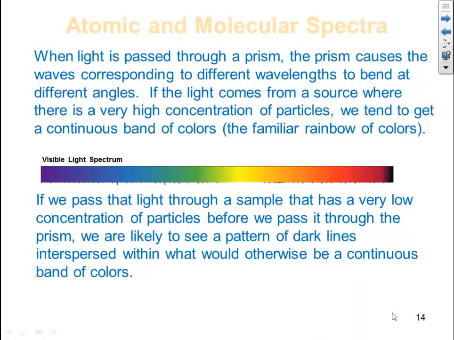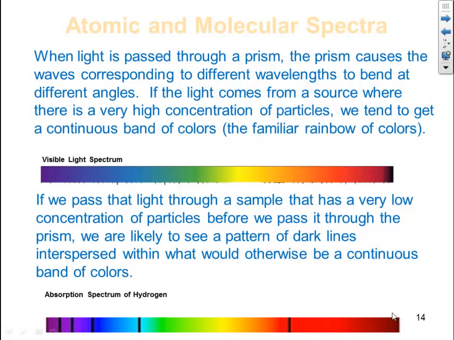This is the visible light spectrum. If we pass that light through a sample that has a very low concentration of particles before we pass it through the prism, we are likely to see a pattern of dark lines interspersed within what would otherwise be a continuous band of colors. So say we took this light and passed it through a low concentration of hydrogen before it went to the prism. We would see something that looks like this.